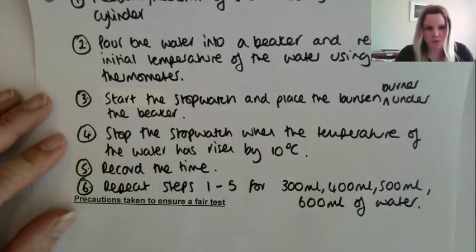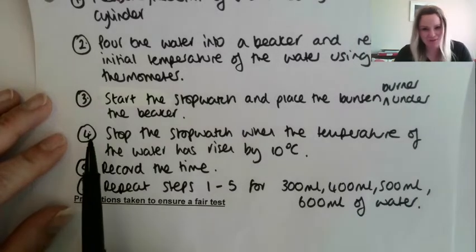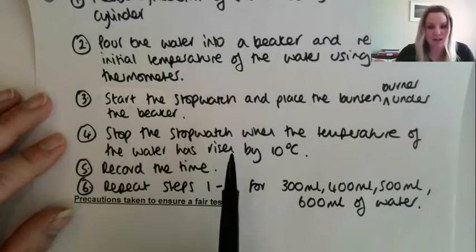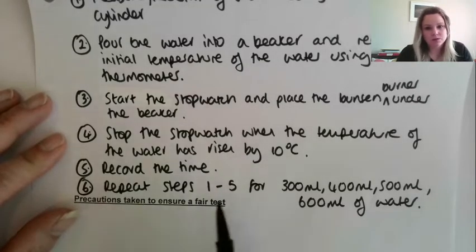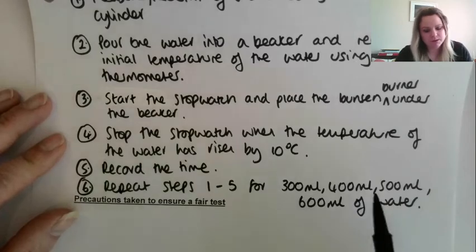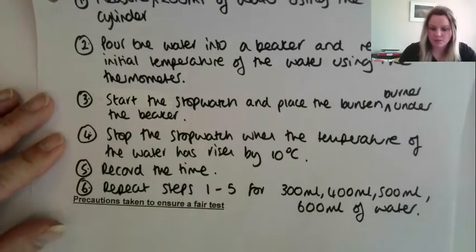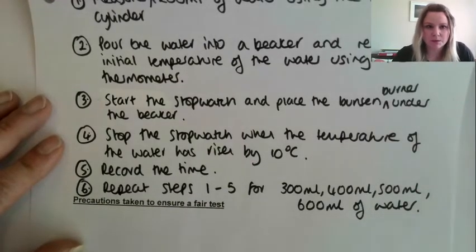Okay, got a bit carried away there and I've done the rest of the steps. So step 4, stop the stopwatch when the temperature of the water has risen by 10 degrees Celsius. Then record that time and then repeat all of those steps for 300 milliliters, 400 milliliters, 500 milliliters, 600 milliliters of water. Okay, so pause, get those written in for me, please.